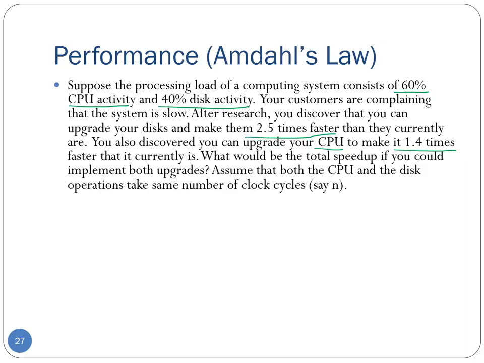Notice that the question is not saying just one of them, choose one of them. So this is asking what if you had time and money to do both the upgrades, how much speed up can you get? Now assume that both the CPU and the disk operations take the same number of clock cycles, say n, right?